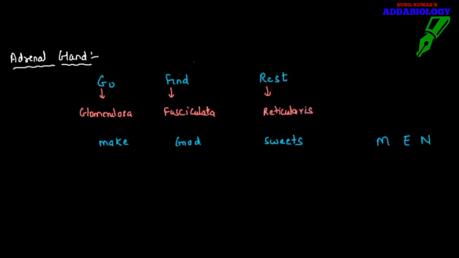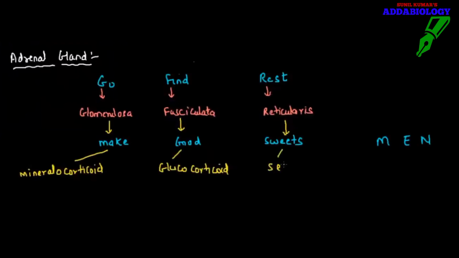So now the outermost layer, zona glomerulosa. M stands for what? It is responsible for producing mineralocorticoids. So zona glomerulosa produces the hormone. So GO FIND REST MAKE GOOD SWEETS MEN. So M stands for mineralocorticoids. G stands for glucocorticoids, and SWEETS basically stands for the steroidal hormones. So remember, glomerulosa for mineralocorticoid, fasciculata glucocorticoid, and reticularis for steroid.